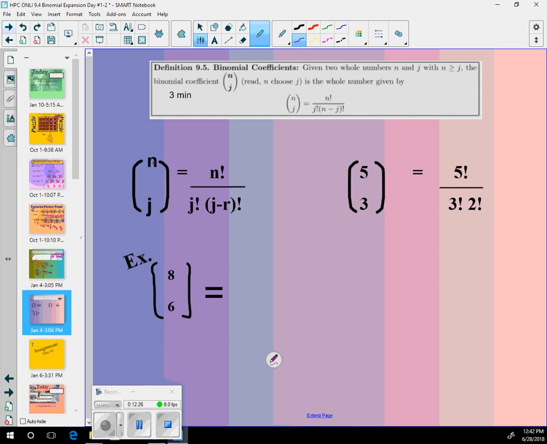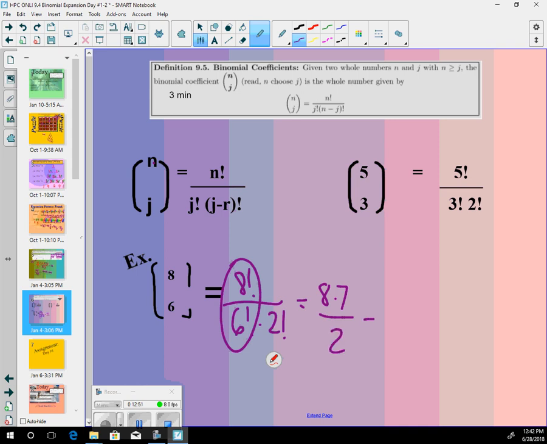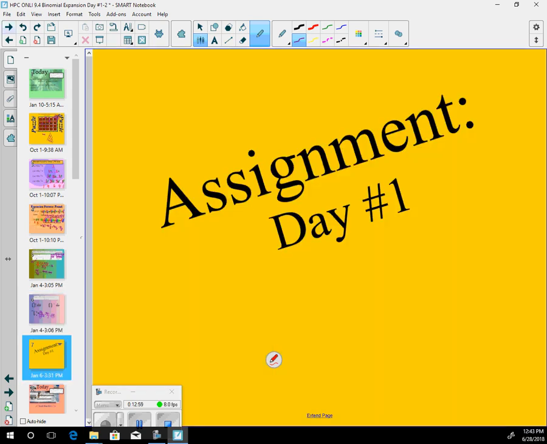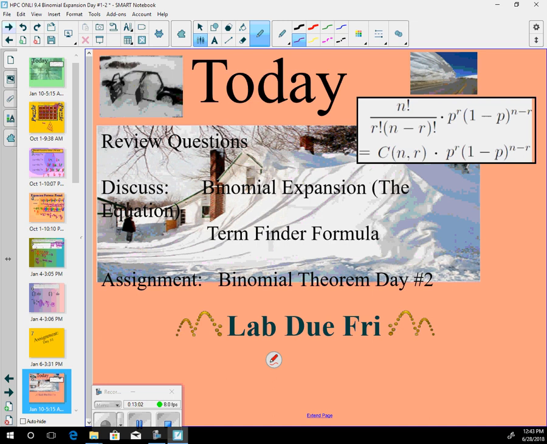So if you have 8 choose 6, it will be 8 times 7 times 6 times 5 times 4. Well, let's do it this way. This is going to be 8 factorial over 6 factorial over 8 minus 6 is 2 factorial. So these two together will be 8 times 7. All the 6, 5, 4, 3, 2, 1s will cancel out over 2, which is going to be 4 times 7, which is 28. All right, so then you'll be able to work on those.